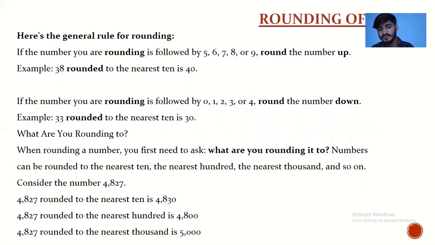What are you rounding to? When rounding a number, you first need to ask what you are rounding it to. Numbers can be rounded to the nearest 10, the nearest 100, the nearest 1000, and so on. Consider the number 4827. 4827 rounded to the nearest 10 is 4830. 4827 rounded to the nearest 100 is 4800. And 4827 rounded to the nearest 1000 is 5000.